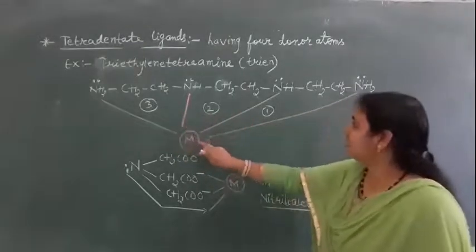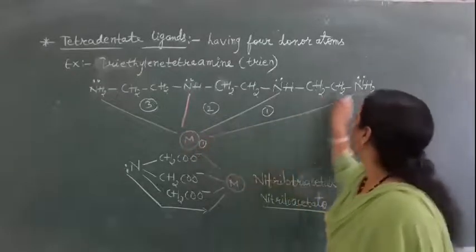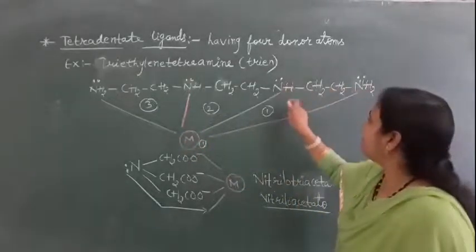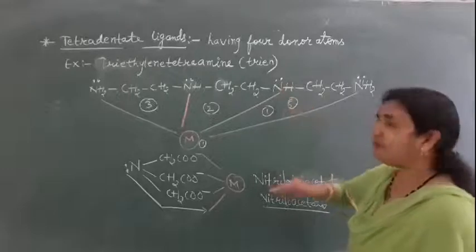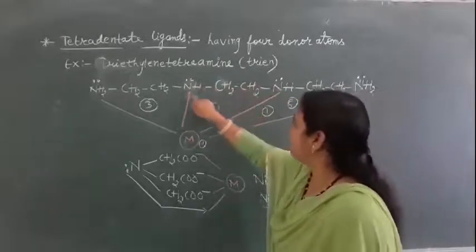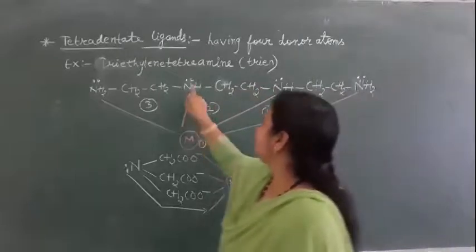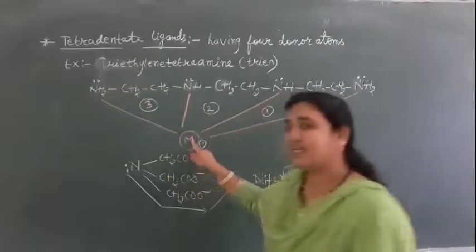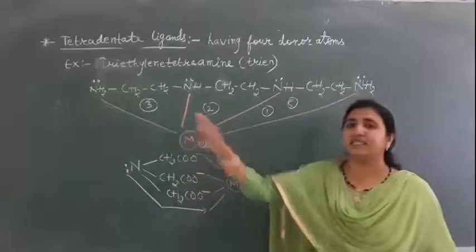So one is here, this is the central metal atom, one here, 1, 2, 3, 4, 5, 5-membered ring. What is this one? 5-membered ring 1. Next one is 1, 2, 3, 4, 5. This is another ring, and 1, 2, 3, 4, 5. This is another ring. So totally we have 3 rings.